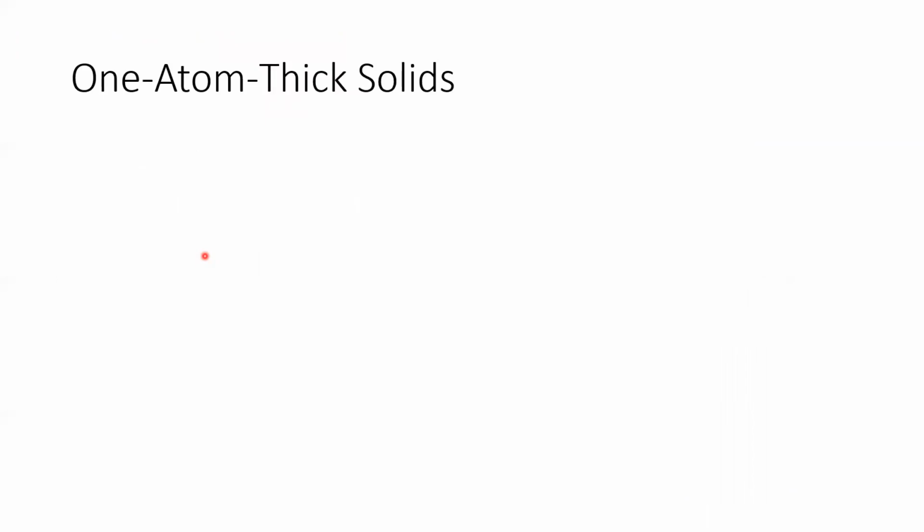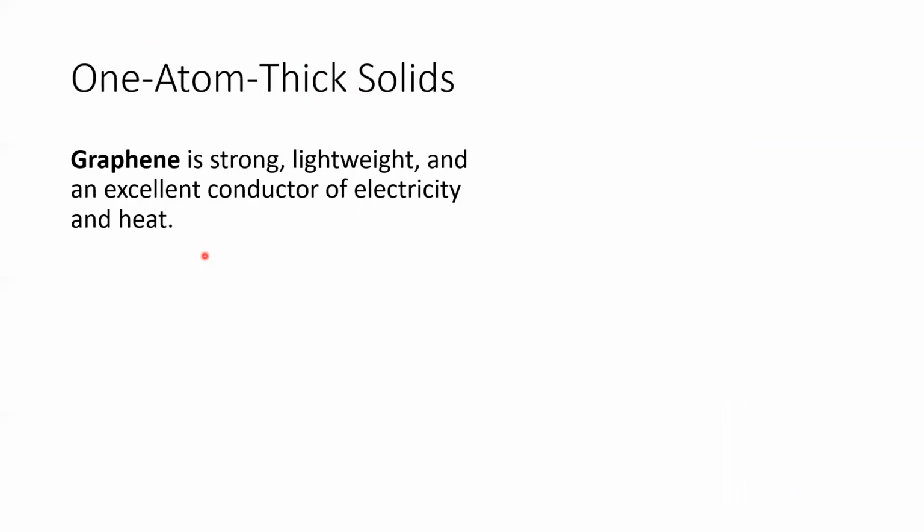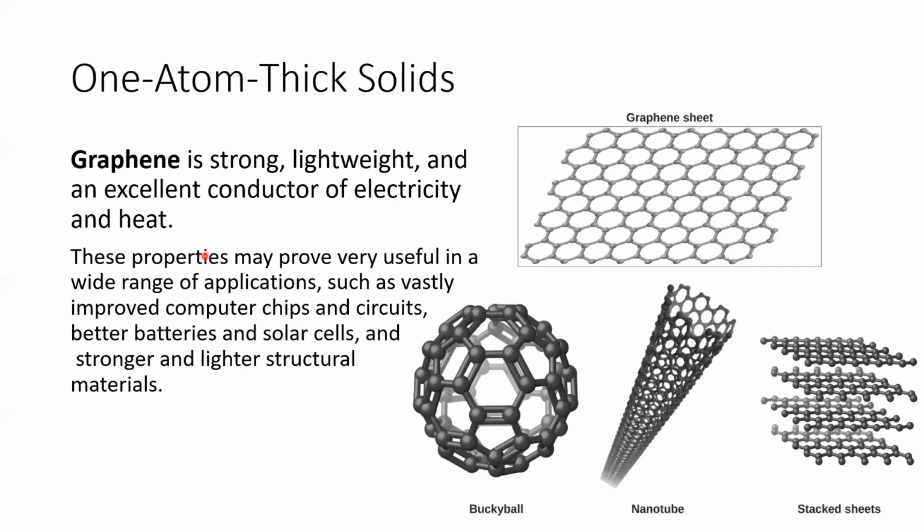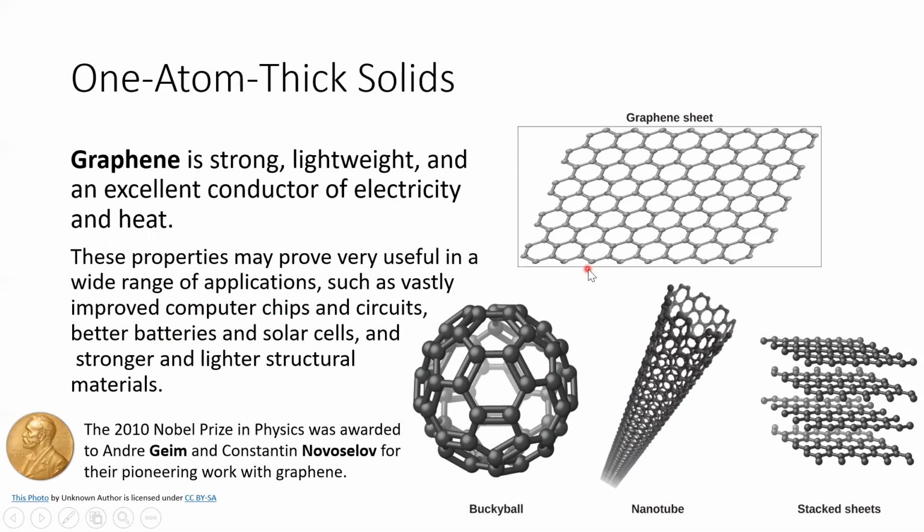Now, there are some solids that are one atom thick. Graphene is a good example. It's strong, it's lightweight, and it's really good at conducting electricity and heat. So it's been used in computer chips and circuits, to make batteries better, and for solar cells. And this is a really up and coming type of research solid that's used in lots of different kinds of applications.